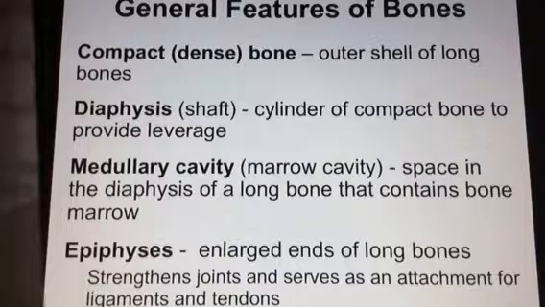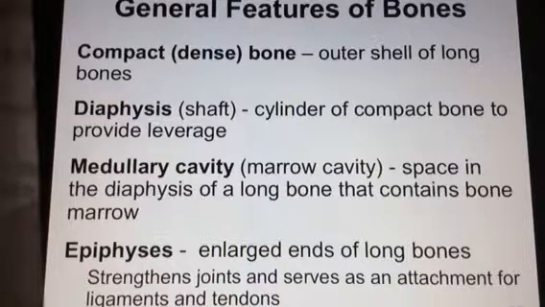So when we are looking at bones in general, we see some features in all bones. One example is compact bone, and it's the outer shell of the long bones, which most of the bones that we're going to look at are long bones. And then that long bone has a shaft, which is called the diaphysis. That's the cylinder of compact bone. And then inside that diaphysis is the medullary cavity, and we think about that as usually the marrow cavity. That's the space in that long bone that contains the bone marrow.